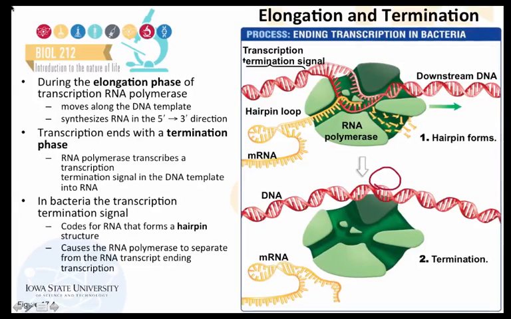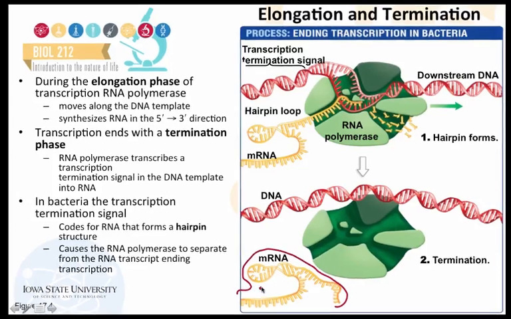The next phase in transcription is the elongation phase, during which RNA polymerase moves along the DNA template, synthesizing RNA in the 5' to 3' direction. Finally, transcription ends with the termination phase, during which RNA polymerase synthesizes RNA that forms a hairpin loop structure, signaling the end of transcription. At this point, RNA polymerase dissociates from the DNA and transcription is complete. The newly synthesized mRNA molecule is now ready to undergo further processing.